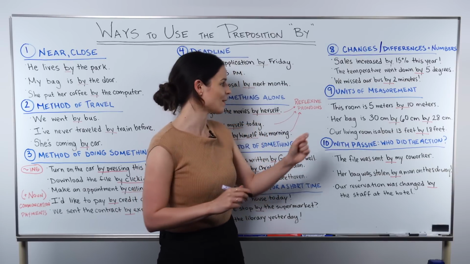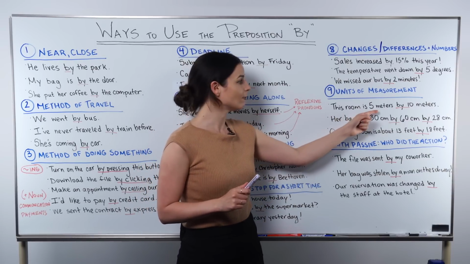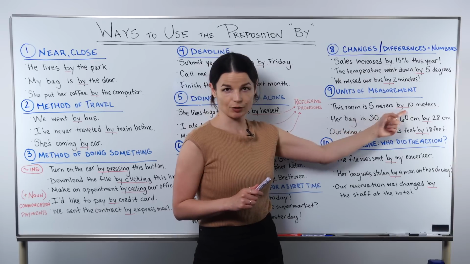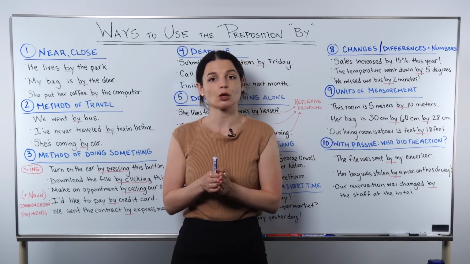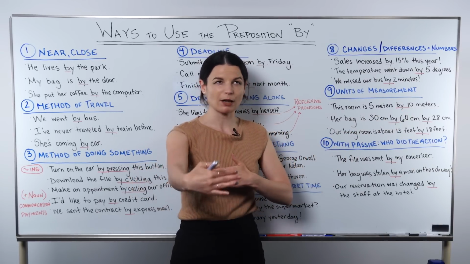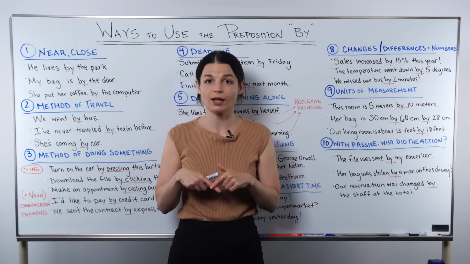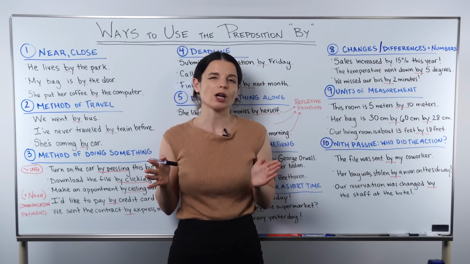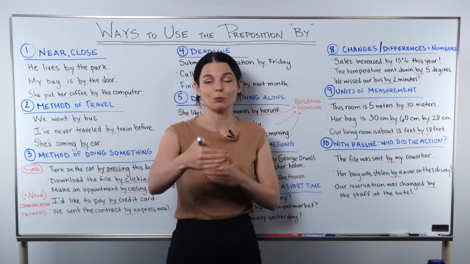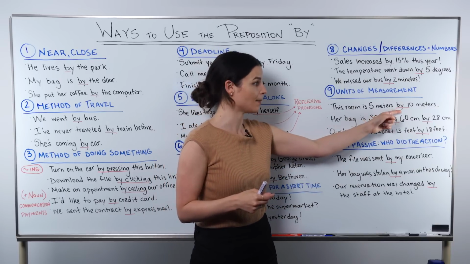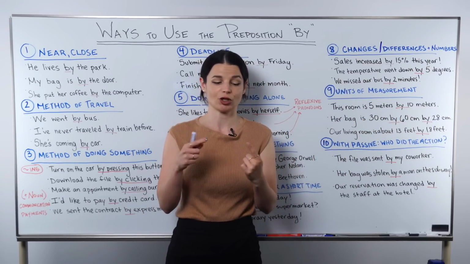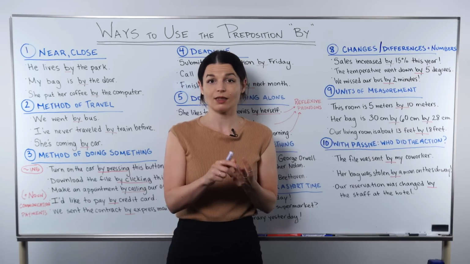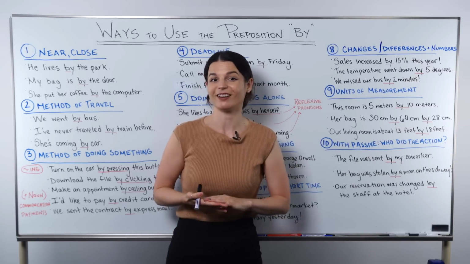So let's look at our examples. This room is 5 meters by 10 meters. So we use by to talk about the total area of a space. When we're talking about the length and the width, we connect them with by. We can do this with 3 units of measurement too. I mentioned earlier length and width and height or depth depending on the object.